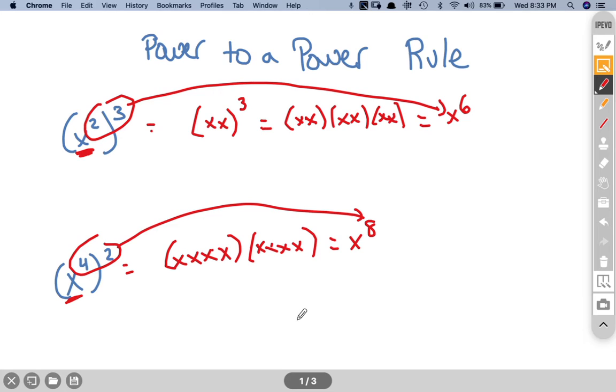Okay. So if we think about it, how did I go? Any number that's on the inside for an exponent that's raised to another, the shortcut is we can multiply those exponents. So 2 times 3 gives me 6, and 4 times 2 gives me 8.